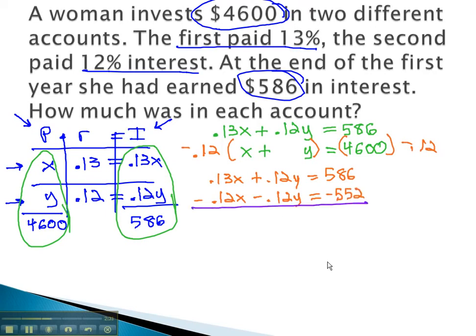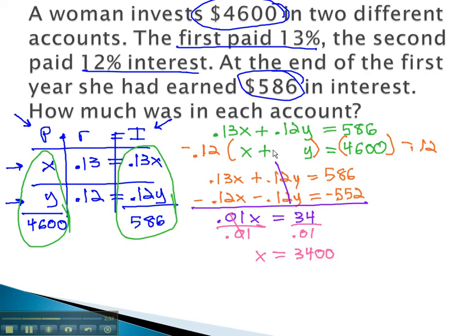We are now ready to combine the equations and eliminate that y. We're left with 0.01x equals 34. We can get the x alone by dividing both sides by 0.01, and we find out x, the amount in the first account, is 3,400.